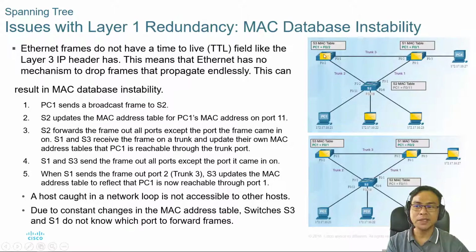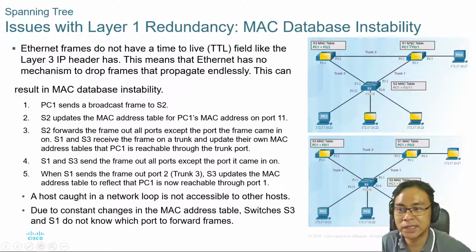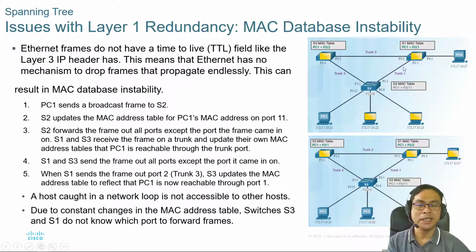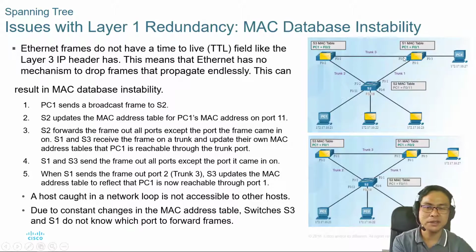S3 will register into its MAC table that PC1 is reachable via F01. Kanina F02, ngayon F01. And then pagka-broadcast niya, papadala niya dito, S1 will also register another entry into its MAC table that PC1 is reachable via F02. Naimagine niyo ba? That's something na magiging problema ninyo because the MAC table is not stable.